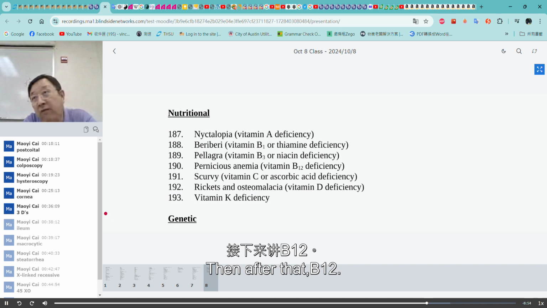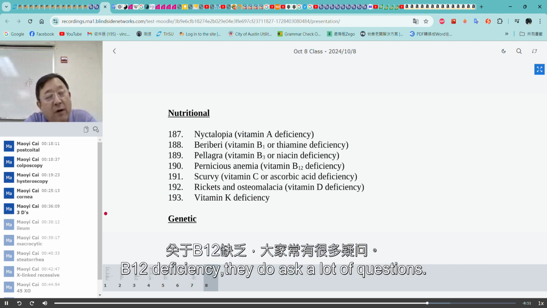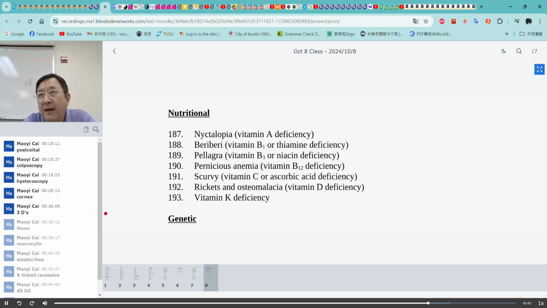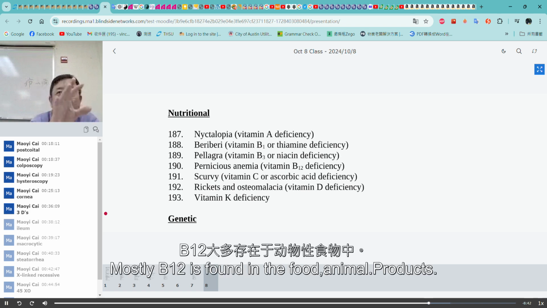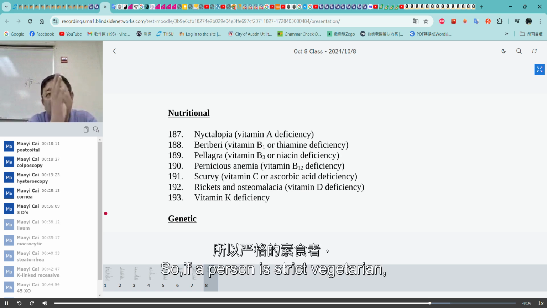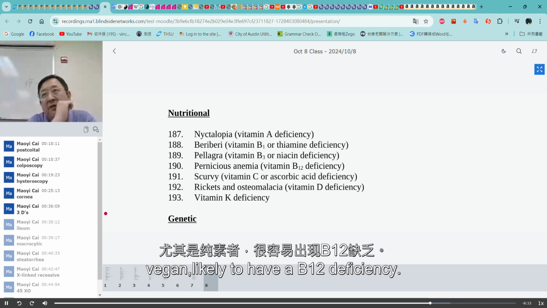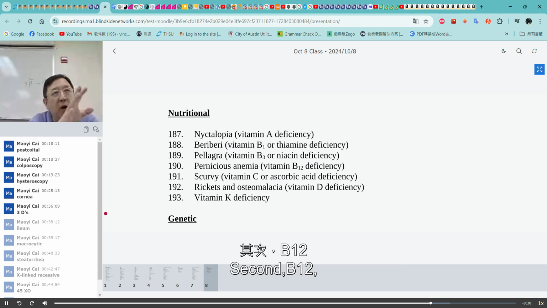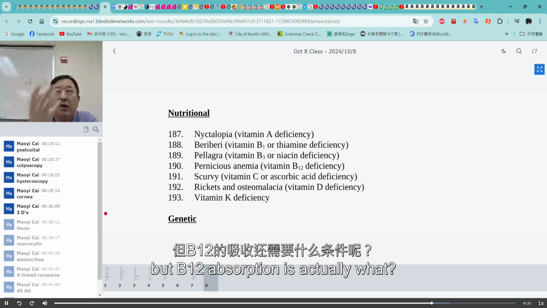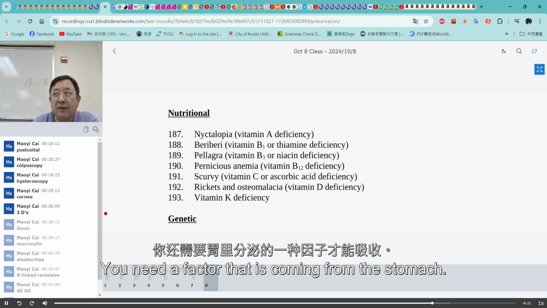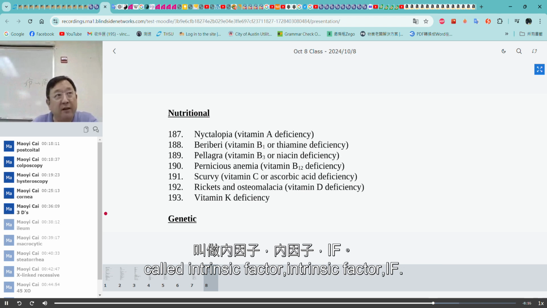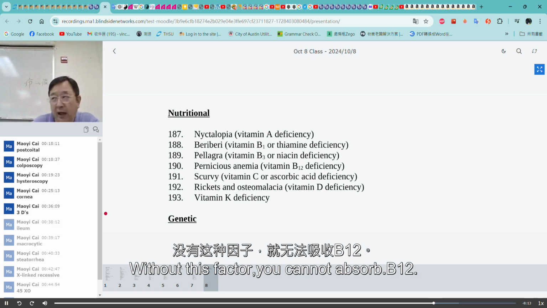Then after that, B12. For B12 deficiency, they do ask a lot of questions. You know why? First of all, you have to know B12 is very unique. Mostly B12 is found in food, animal products. Very limited in plants. So if a person is a strict vegetarian, vegan, likely to have a B12 deficiency, okay? Second, even though you have lots of B12 in your diet, B12 absorption is actually what? You need a factor coming from the stomach called intrinsic factor. Intrinsic factor, IF. Without this factor, you cannot absorb B12.